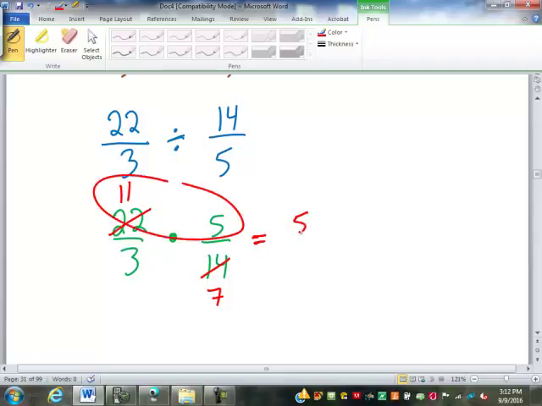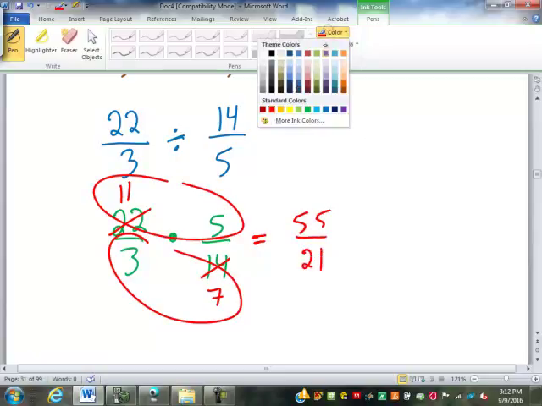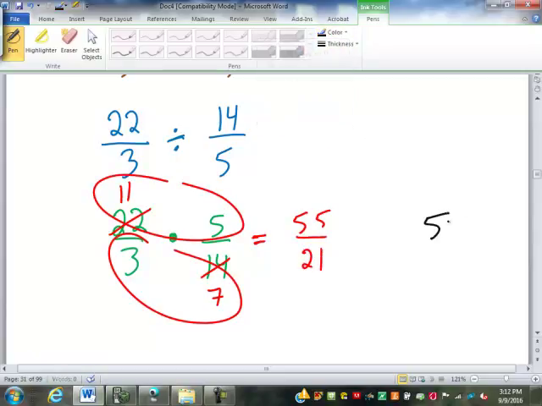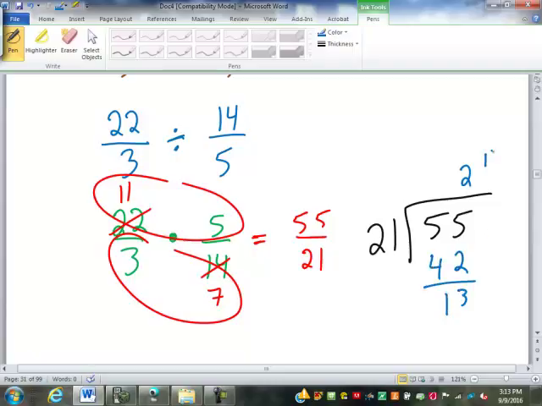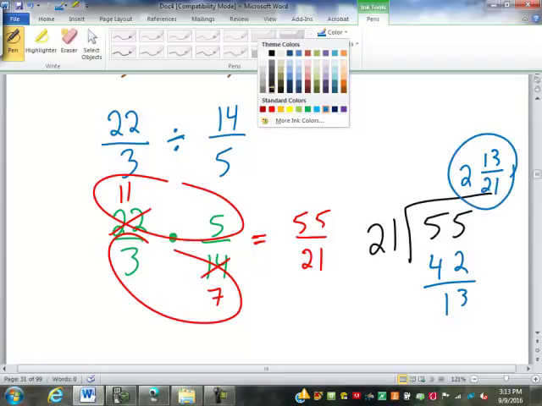11 times 5 is 55. 3 times 7 is 21. So 55 divided by 21. 21 goes into 55 twice. That's 42. We have 13 left over. So 2 and 13/21. What do y'all think?